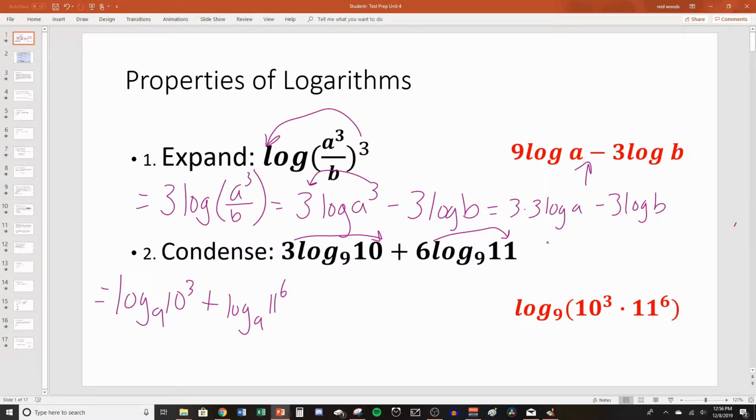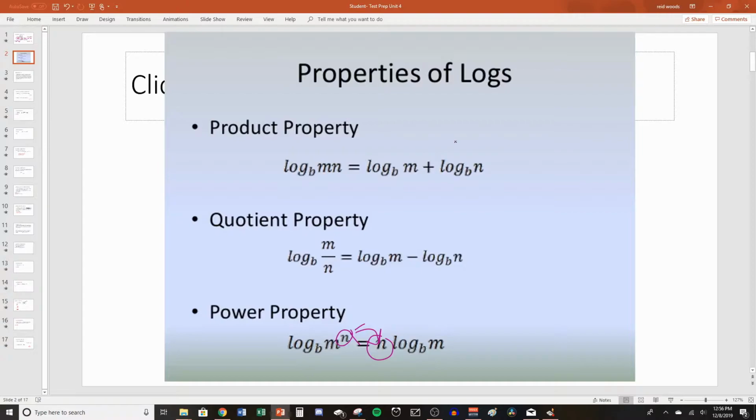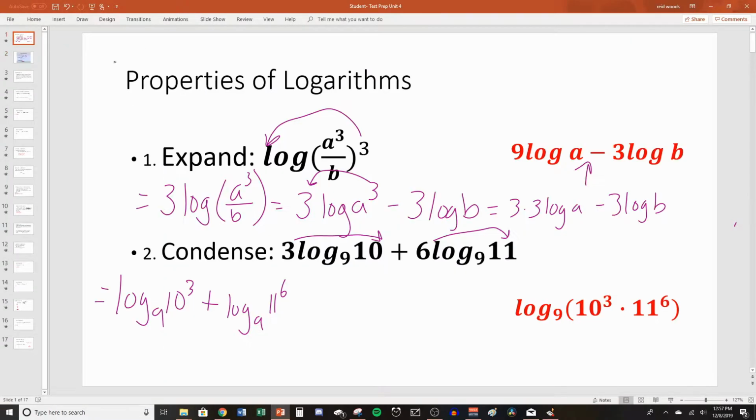We're moving these powers from the front to the top. Now we get to use the last rule that we haven't used yet, which we're in this format here. It's separated. Now to combine them, we're just going to multiply the numbers that are here. So I'm going to take log base 9 of 10 to the third plus log base 9 of 11 to the 6th, and we're going to make one single logarithm where the two values are now being multiplied here and here. Okay, on to the next part.